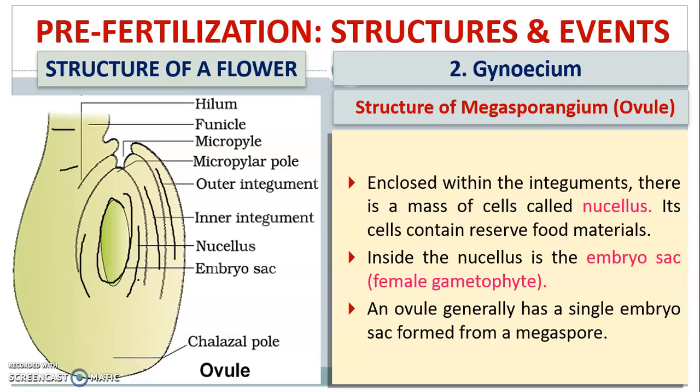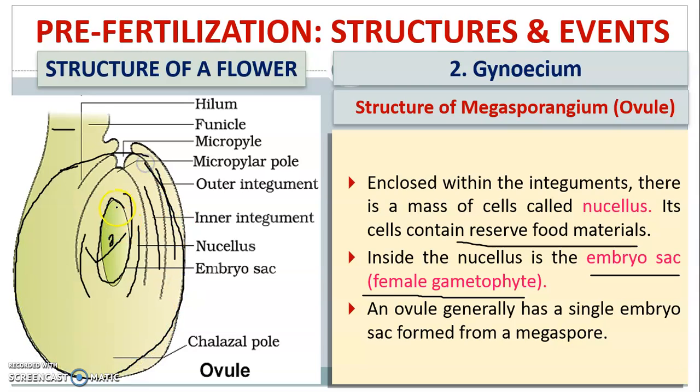So this is a mass of cells which contain reserve food material, and this food material is required for the development of the embryo sac. So inside the nucellus there is an embryo sac, which is known as the female gametophyte. So this is the embryo sac. It is also known as the female gametophyte. In general, a single ovule has only one embryo sac. This is a general phenomenon. So this is the complete ovule, and it has only one embryo sac.